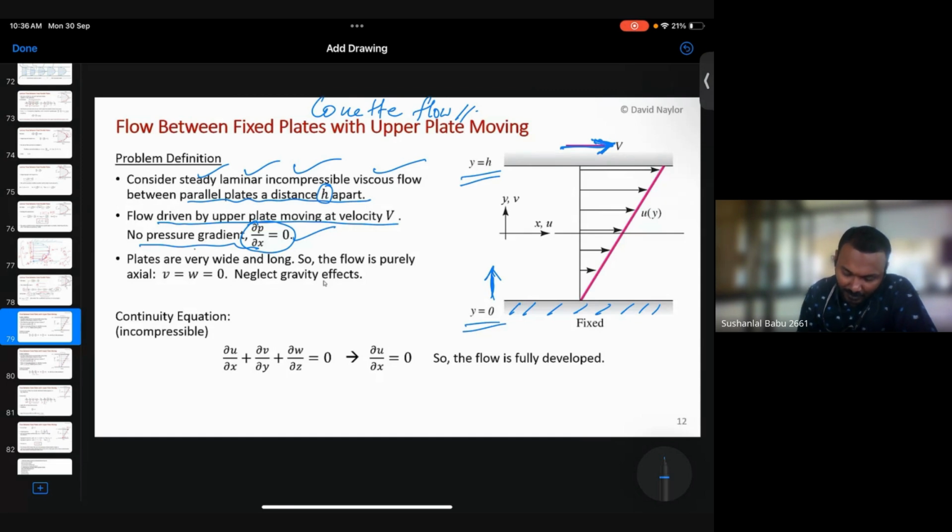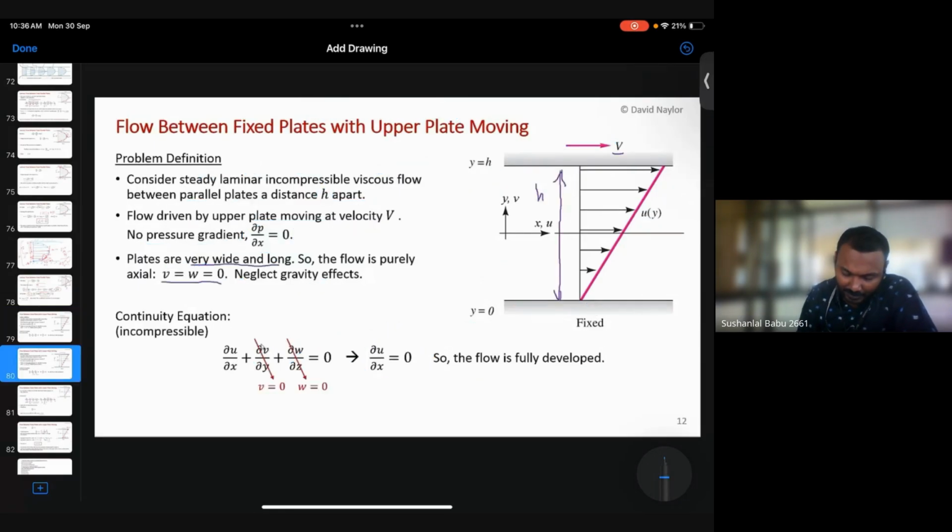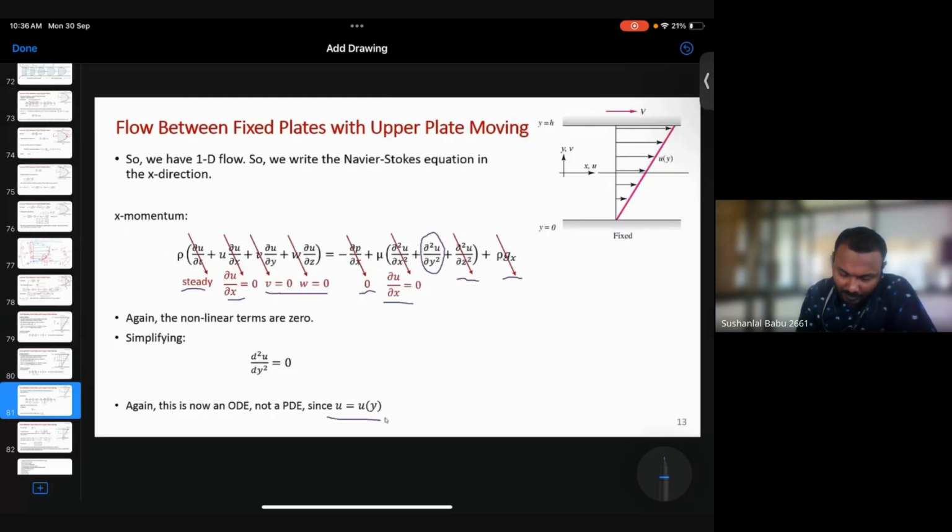Very wide, long. So v equal to w equal to 0. Neglect gravity effect, so body force we are not considering. Here also v is equal to 0, w is equal to 0, so dou u by dou x equal to 0. It is fully developed. So you are considering only fully developed conditions. Now what will happen? So straight away we can say the main difference is that this part is 0. This part is 0.